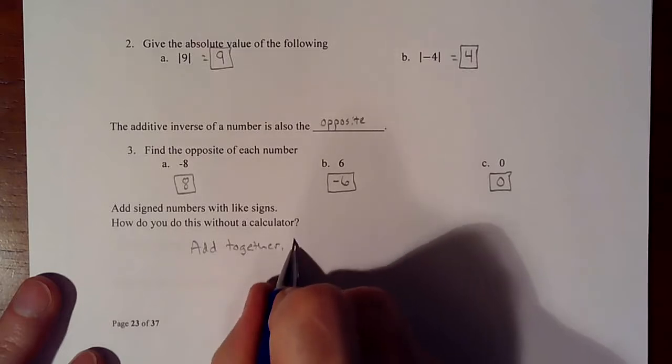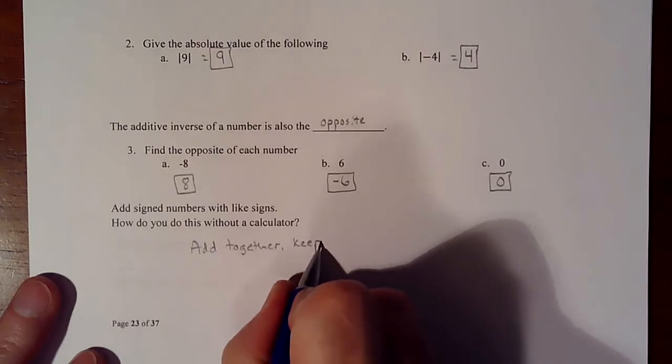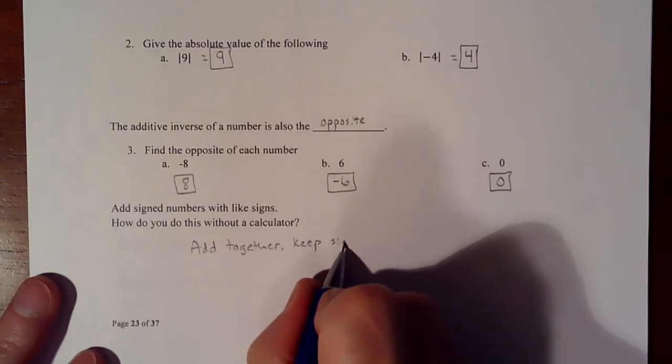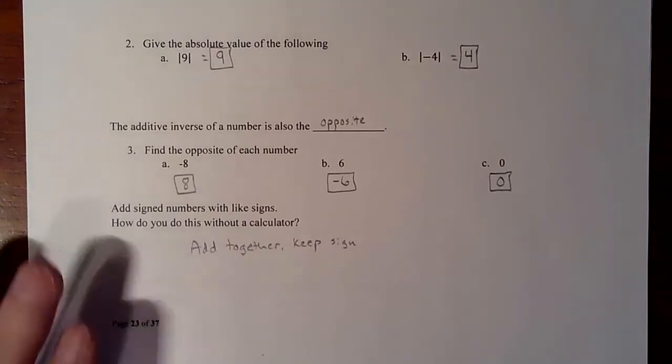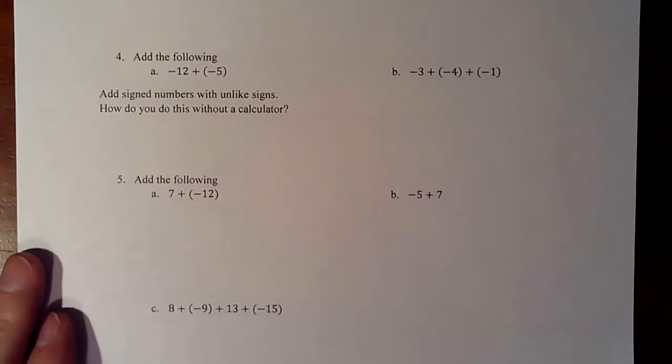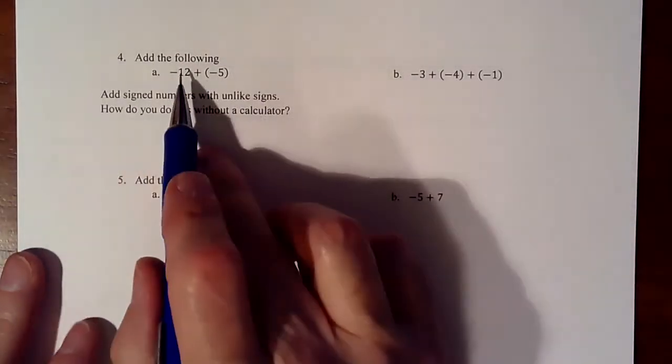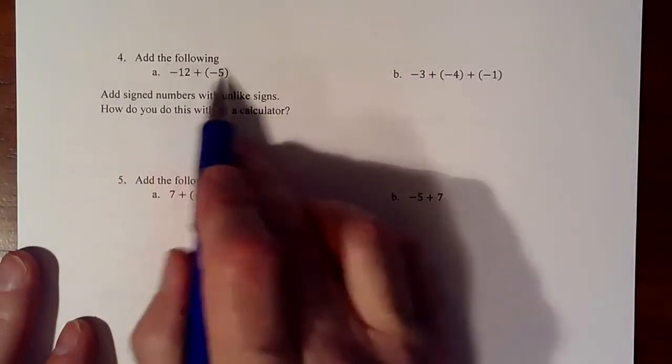And then keep the sign. Okay, so we'll do a couple examples like that. So what does that mean? So if you're going to add the following together, you're going to take negative 12 plus a negative 5, they're both negatives.